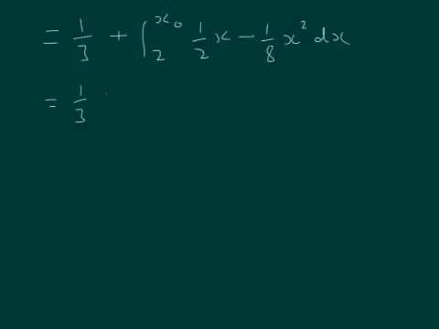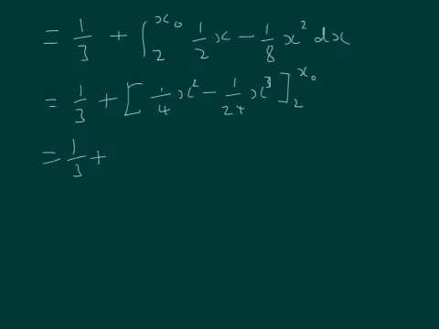So we've got 1/3, and then we need to integrate a half x, which I reckon is a quarter x squared. We've got to integrate 1/8 x squared, so that's probably 1/24 x cubed, from 2 to x naught. That's a 3 there. There we go. So that's 1/3, and then we put in x naught.